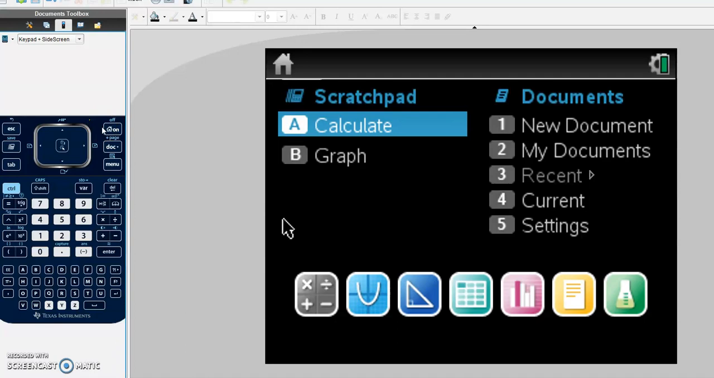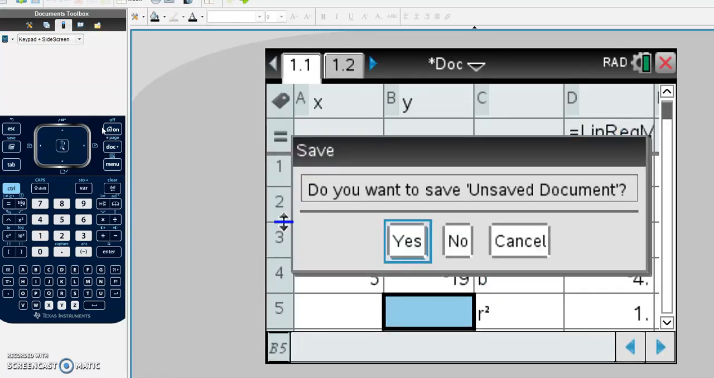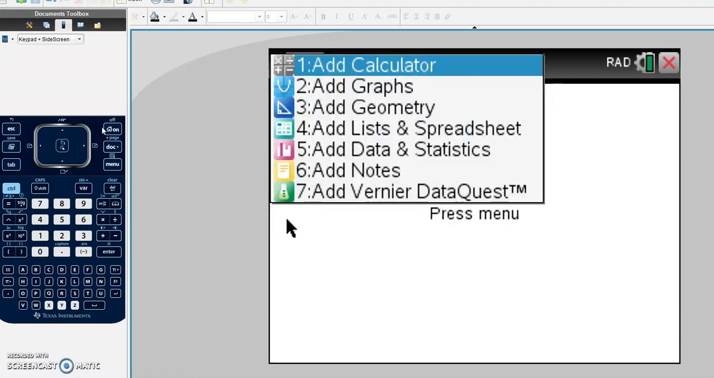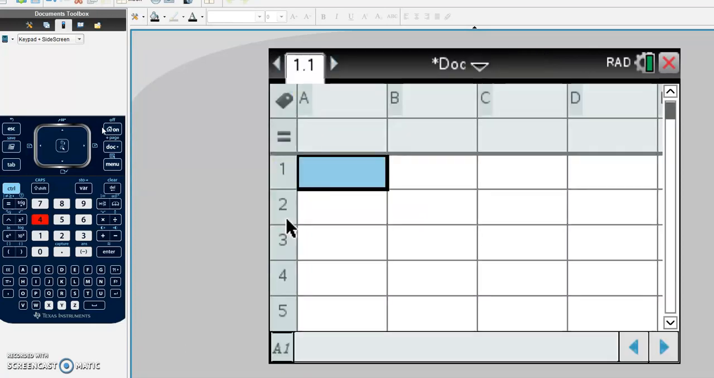The first thing I need to do is, of course, I'm starting at my home screen. And I want to go to New Document, which is number 1. And then I never, ever save anything. And then from here, I want to add a list or a spreadsheet. So that would be number 4.